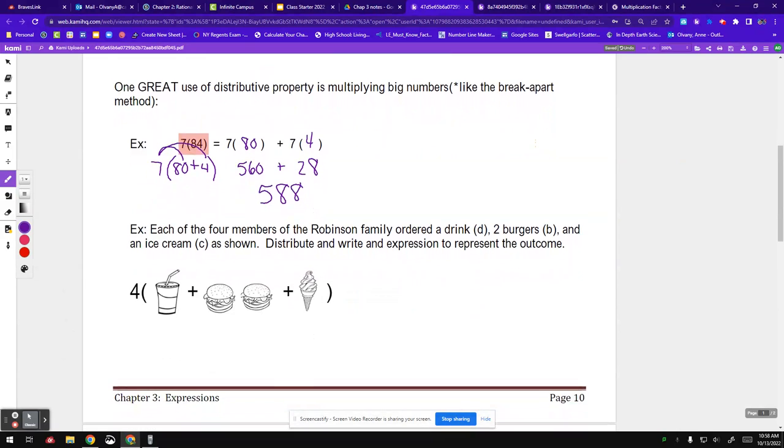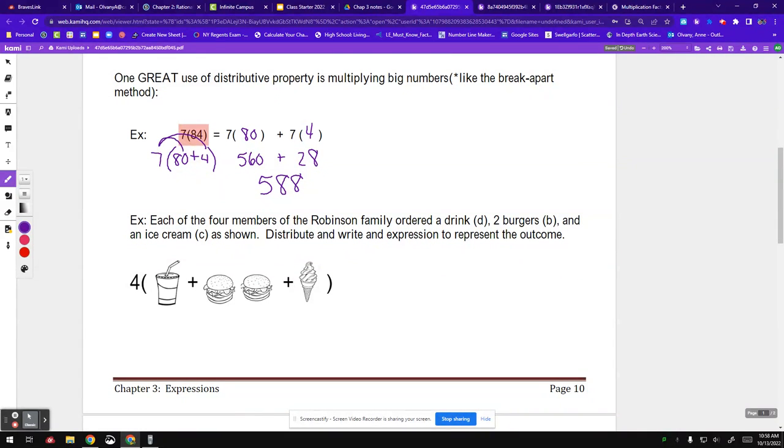Now back to that ordering of the cheeseburgers and the small Cokes and the large Cokes and 2 small Cokes. If you had 4 people all ordering, okay, in a certain family, 4 or friends or whatever, they all order the same thing. They all order a drink, 2 cheeseburgers, and an ice cream. Really, really healthy, by the way. Instead of lining them all up and saying a drink plus a cheeseburger plus a cheeseburger plus an ice cream plus a drink plus a cheeseburger plus a cheeseburger plus an ice cream, if they all order the same thing, you can take that order and multiply by 4.